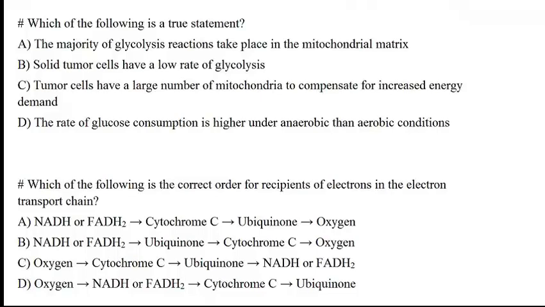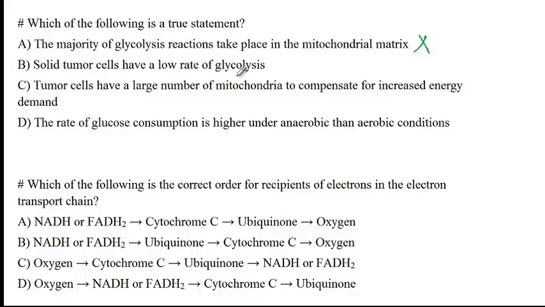Next question, which of the following is a true statement? The majority of glycolysis reactions take place in the mitochondrial matrix. No, we already discussed it takes place in the cytoplasm. That's why the 2 NADH that are produced from glycolysis, it takes some energy to transfer them to the mitochondrial matrix. So choice A is incorrect.